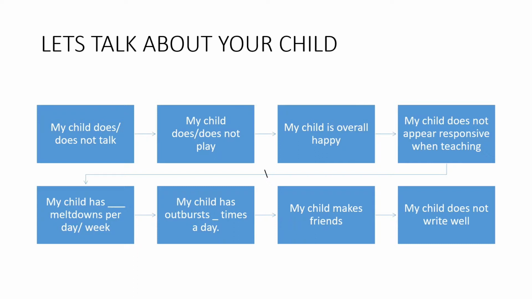My child has how many meltdowns per day or per week? My child has outbursts how many times a day? My child makes friends. My child does not write well. My child does not like to go out in public. My child has social anxiety in some form. My child gets frustrated with him or herself. My child sometimes seems depressed.